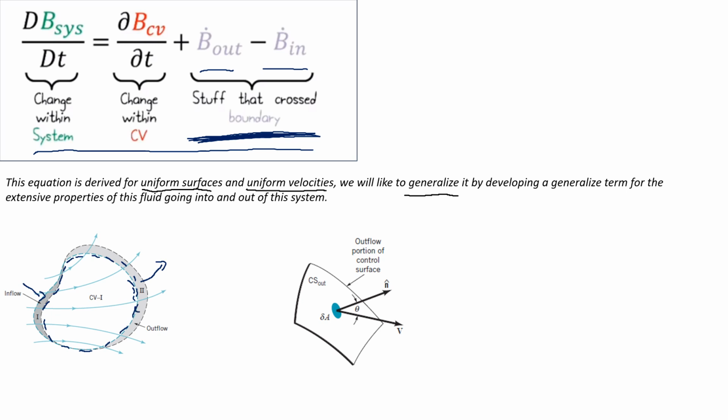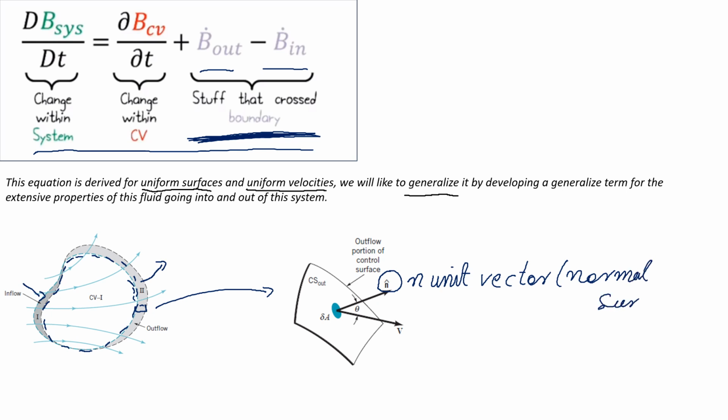Now I'm analyzing this outflow here. If I draw this outflow here, it will look something like this, and here I'm drawing two vectors. One is the n unit vector, that is the normal to this surface, the n unit vector that is normal to this outflow surface.